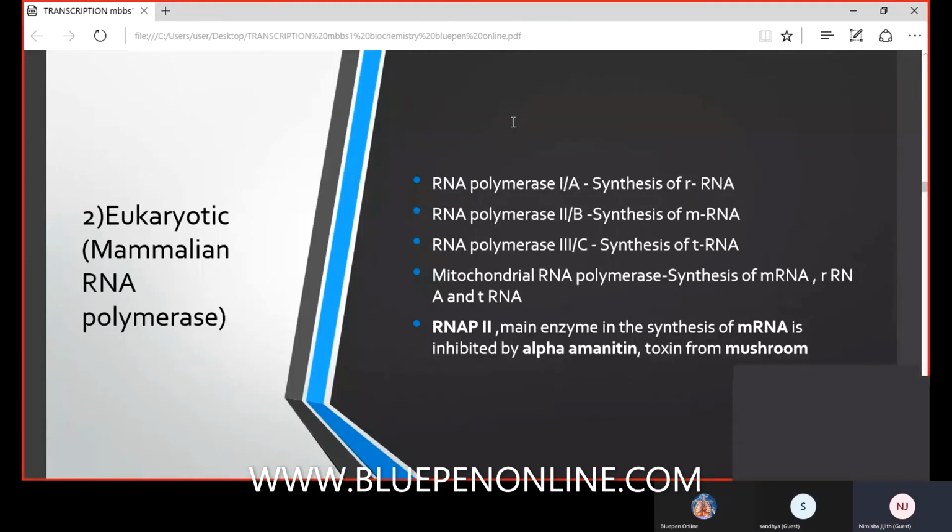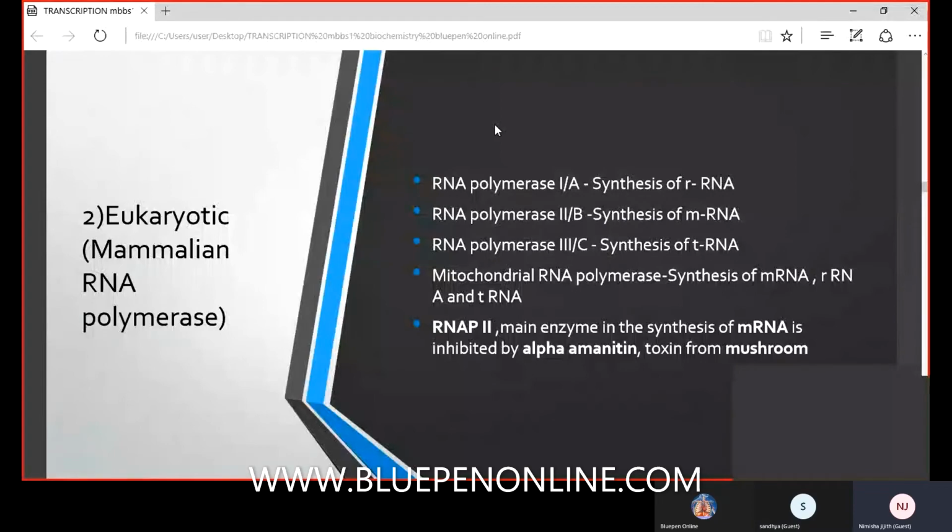That is a toxin derived from mushrooms. You like mushroom? Okay, mushroom masala and all. So mushrooms contain alpha-amanitin, one toxin, which inhibits the enzyme RNAP2. RNAP2 is the main enzyme for the synthesis of mRNA.